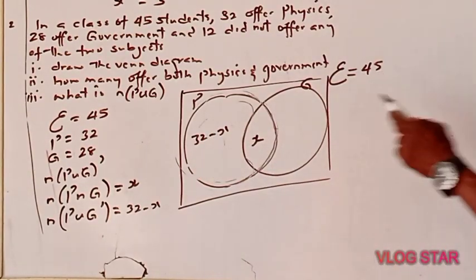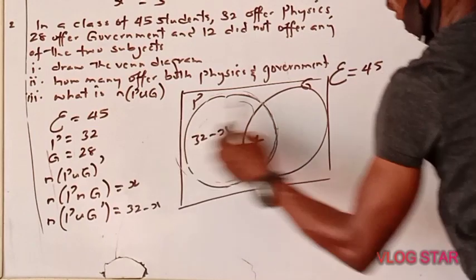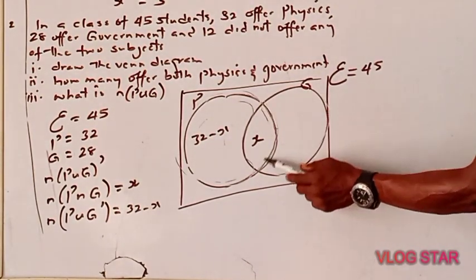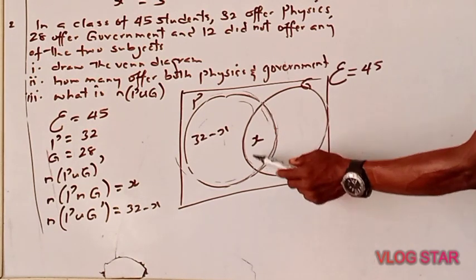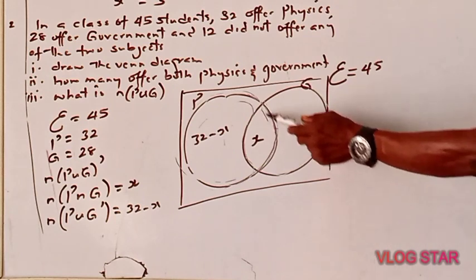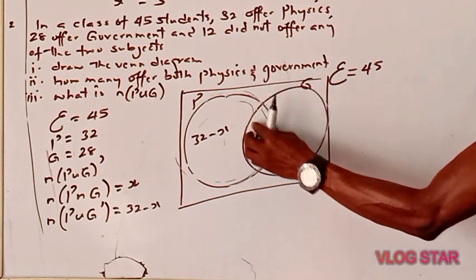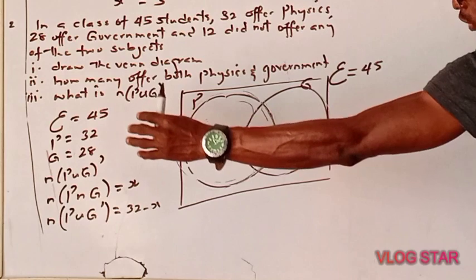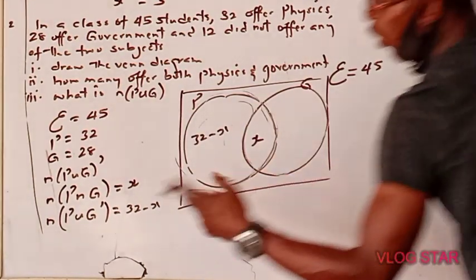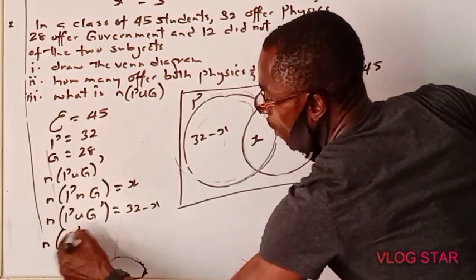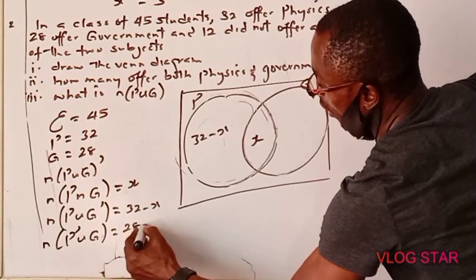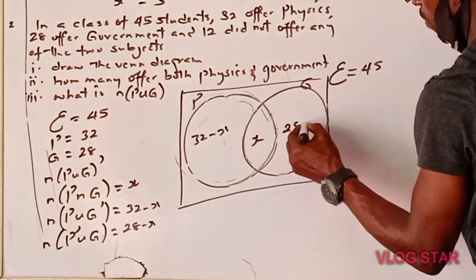The same thing here. They gave us G. G is 28. G means that everything here plus this aspect that physics is also sharing with this. Some physics students still offer government here. So what about G only? We have to remove this part that physics students are in. Remove it. So this side alone means G only, and G only is the number of P prime union G, which is 28 minus x.